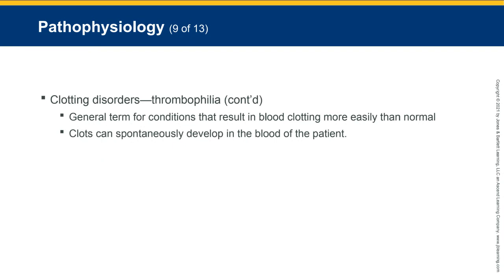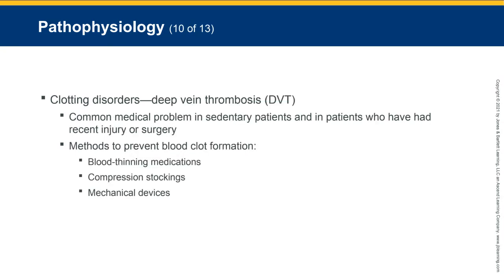And if the clots are forming in their lower extremities, they're at a high risk for pulmonary embolism. They're at high risk for heart attack. They're at high risk for stroke. So they spontaneously develop clots. Now, one of the things that they can have is a deep vein thrombosis or DVT. It's a common medical problem in sedentary patients and in patients who have had recent injury or surgery.